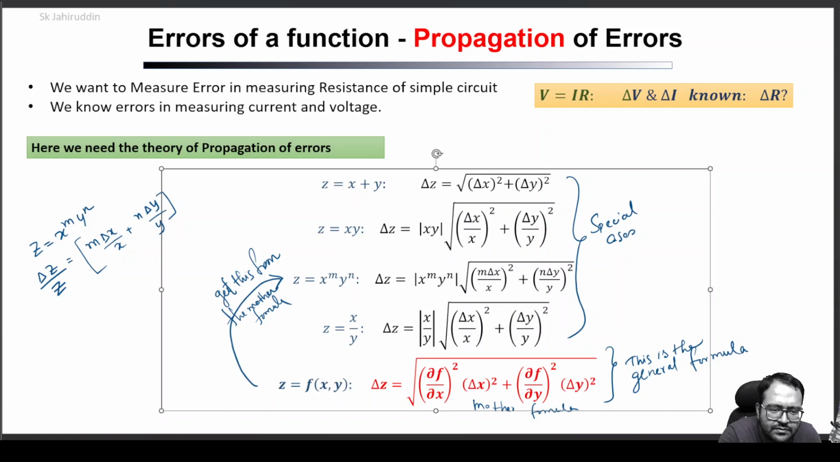Okay, so what I was telling you is that this is the highest possible error. This is also not wrong. This is usually done in class 12 level books.